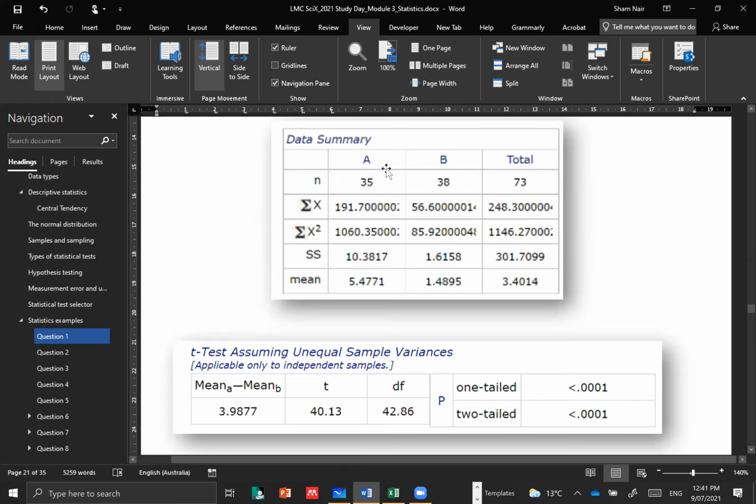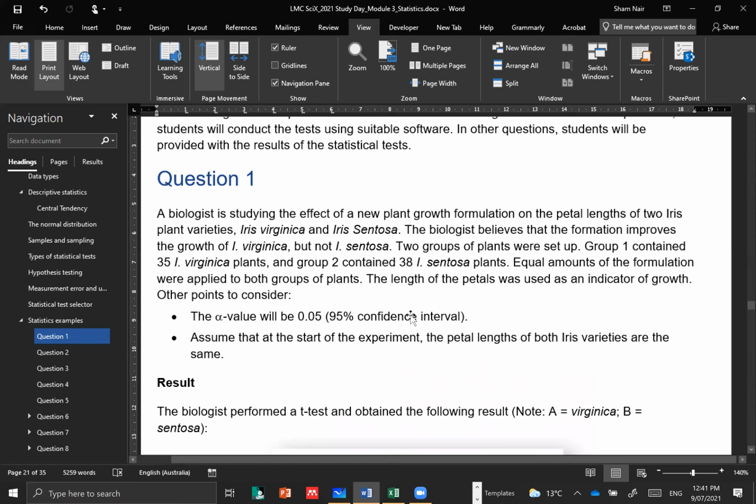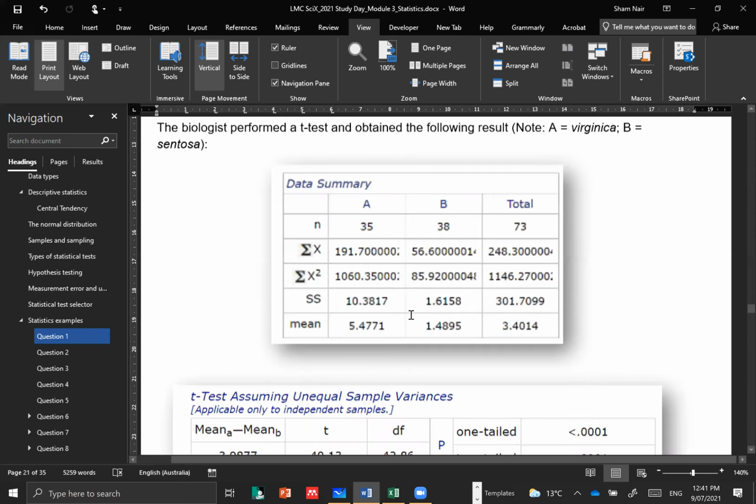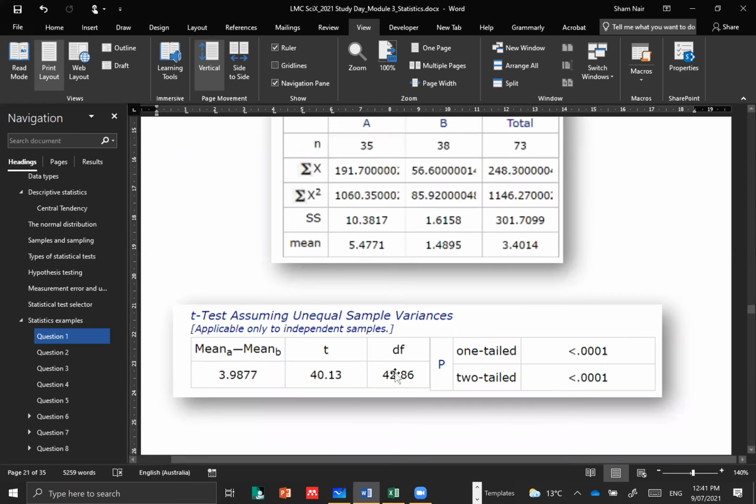You're then told, here's sample A, sample B. A stands for Virginica and B for Setosa. You're given the means. You're told that a t-test is done, okay? And here we have the p-values. So the p-values here, one tail, two tail, they're identical. So don't worry about whether it's a one tail test or two tail test.